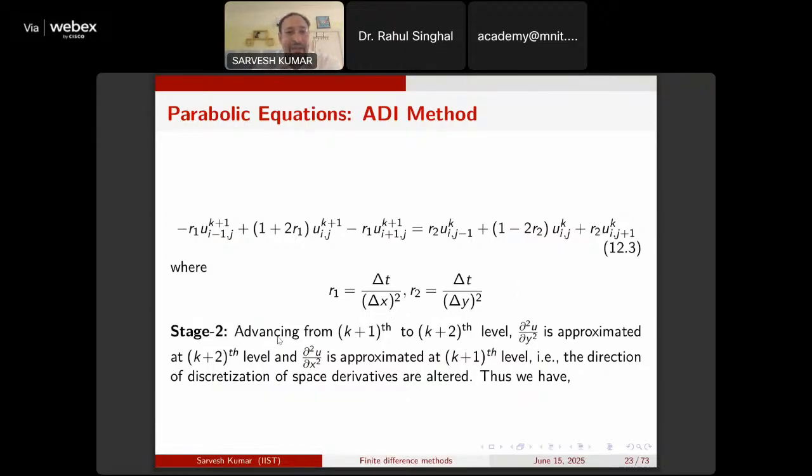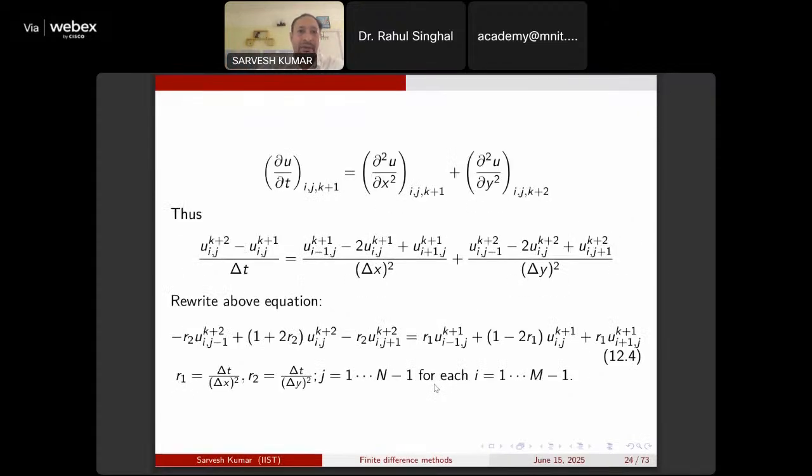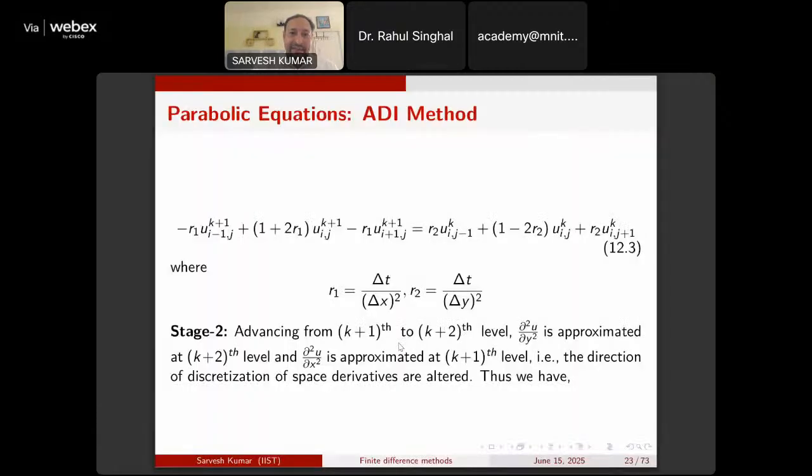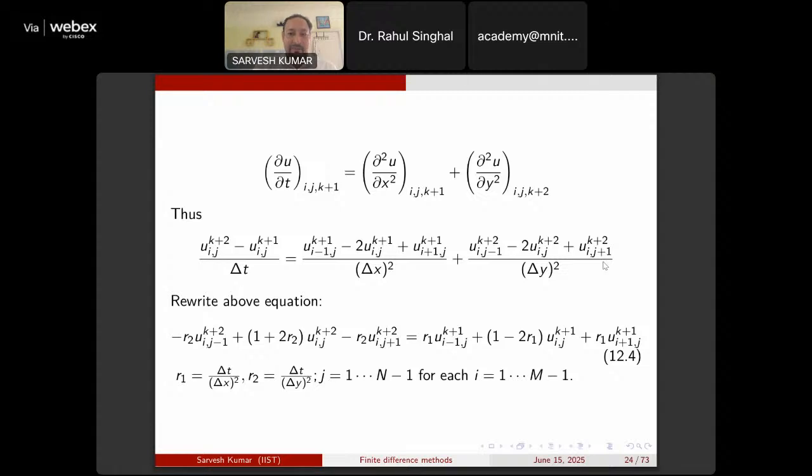Now stage 2 is advancing from k plus 1 to k plus 2 level. So now I have to work on this: one derivative is approximated at the k plus 2 level and the other at the k plus 1 level. That means the direction of the space derivative is alternated. That's why it's called the alternating direction method. So here I have k plus 1, but this is k plus 2. Now again apply your Taylor series expansion, and with the notation R2 and delta t by delta y square, I can rewrite it in this form. So you divide the whole thing into two parts: for the first stage, that's the equation I get, 12.3, and in the second stage, I get 12.4.